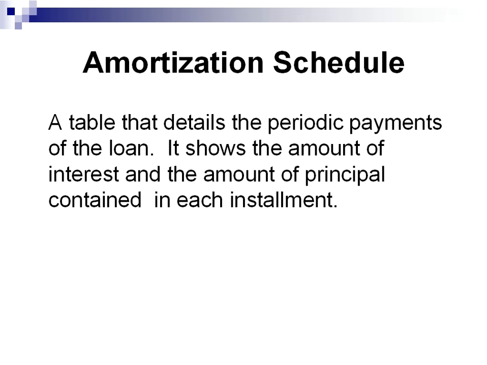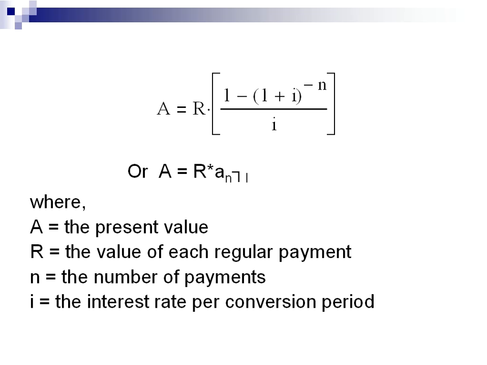An amortization schedule is a table that details the periodic payments of the loan. It shows the amount of interest and the amount of principal contained in each installment or payment. One of the first things that we will need to do is find out how much each periodic payment should be. To do that, we need this formula.